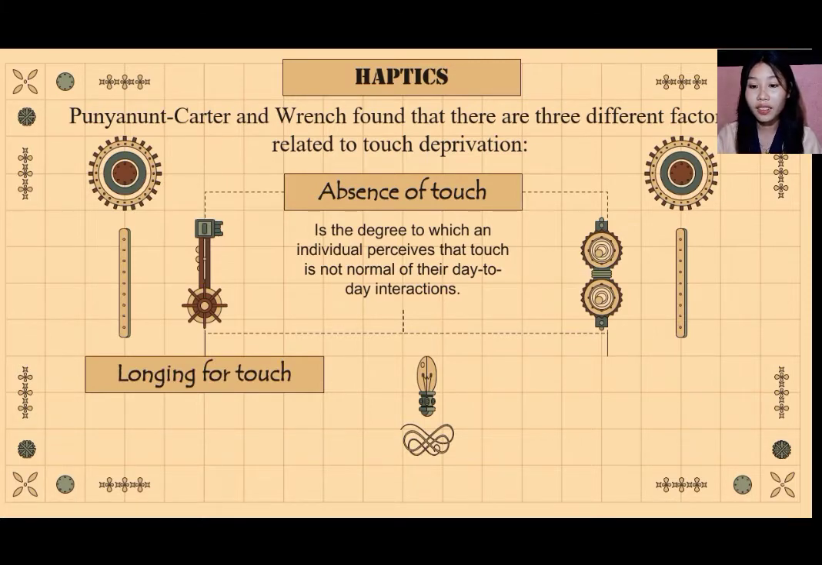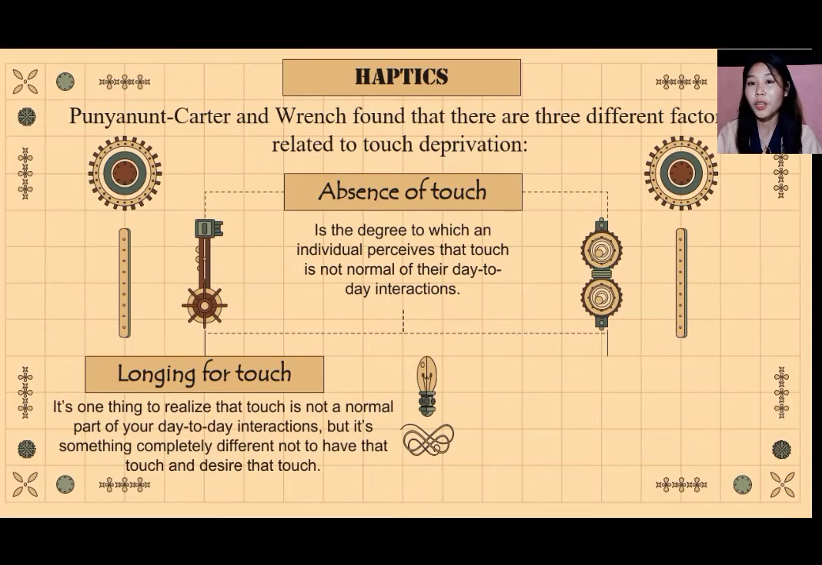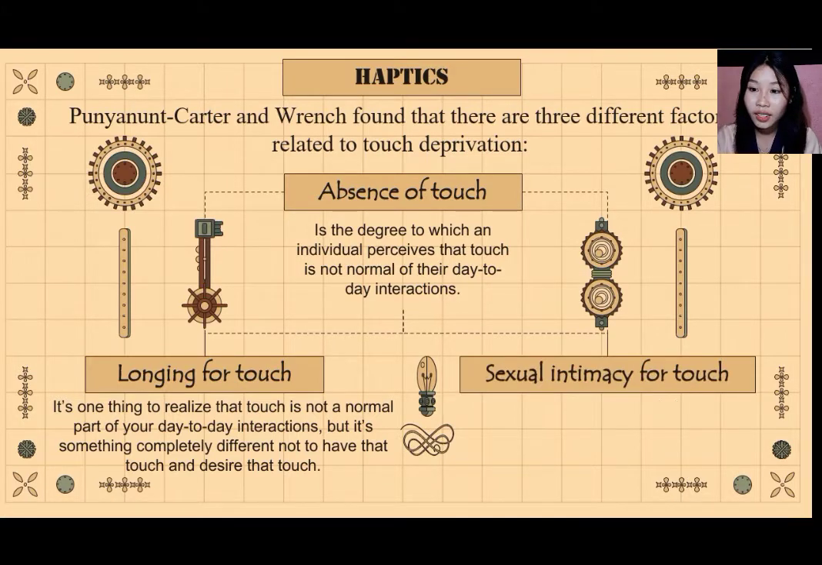Then we have the longing for touch. For some people, the lack of touch can be psychologically straining because humans inherently have a desire for physical contact. And for some people, this lack of physical contact with other humans can be satisfied by having a pet. So they satisfy themselves with a pet if they don't have human contact.